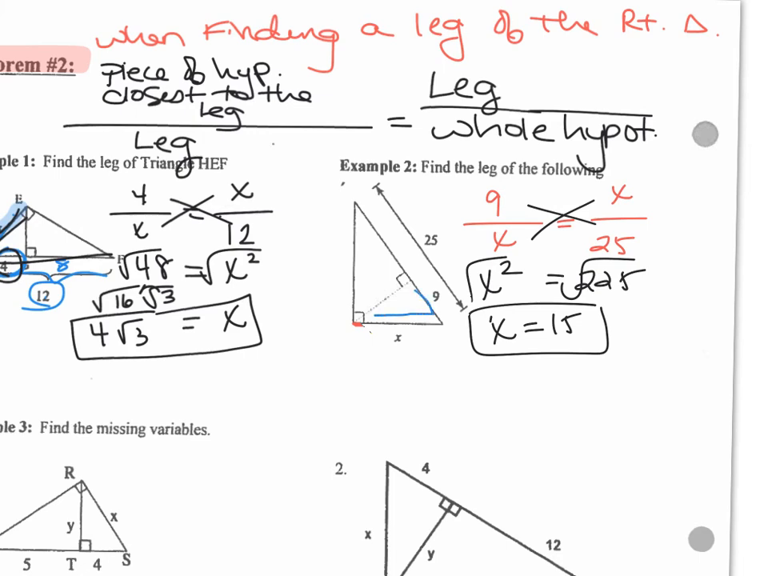Piece over hypotenuse over leg equals the leg over the whole thing. So some people prefer that way.